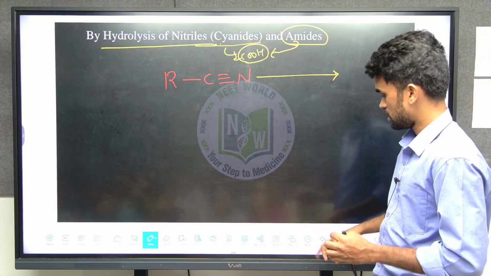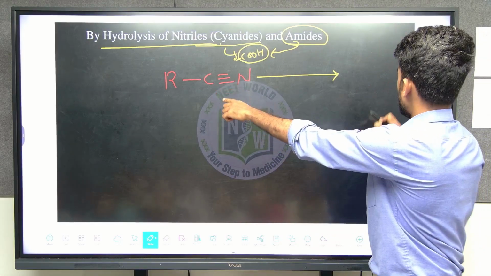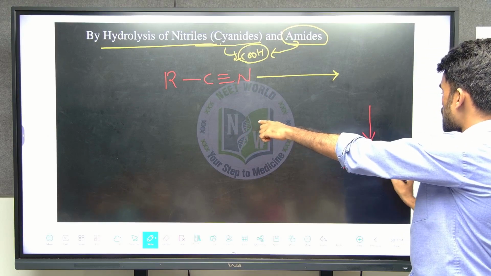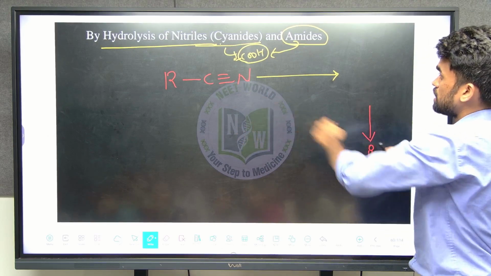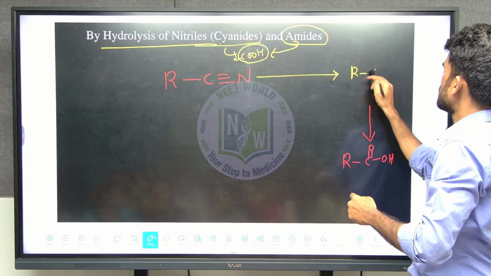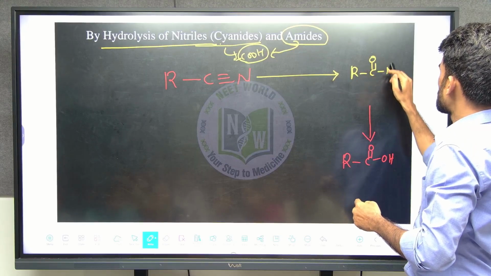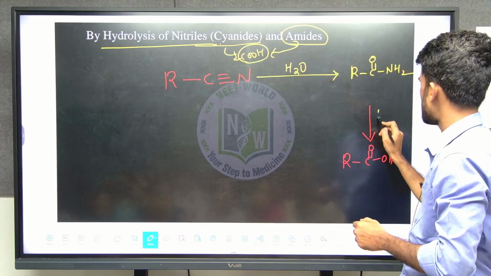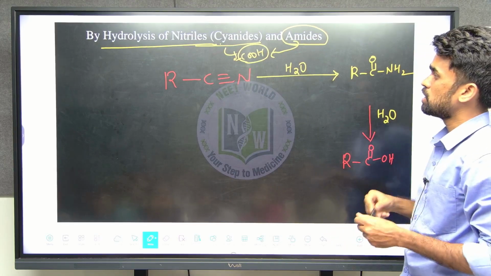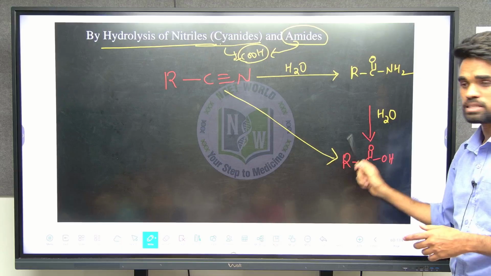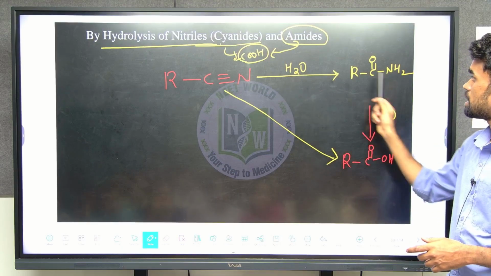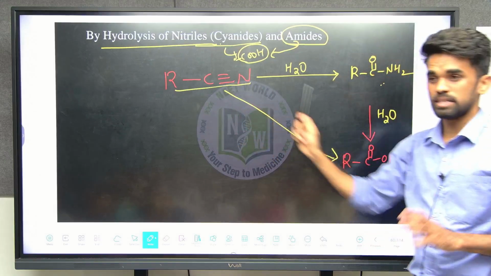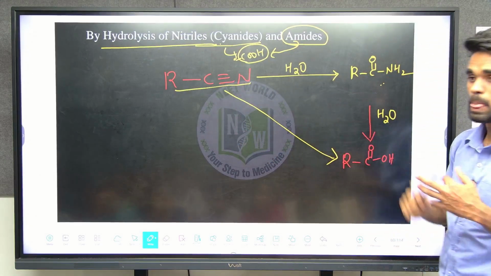It means from here, finally what do I want? Carboxylic acid I want. In between these two what is produced? Amides. So what am I adding? Water. Here also adding water. So complete hydrolysis produces carboxylic acids, partial hydrolysis produces amides, from cyanides. Remember, this is a very important point. Next.